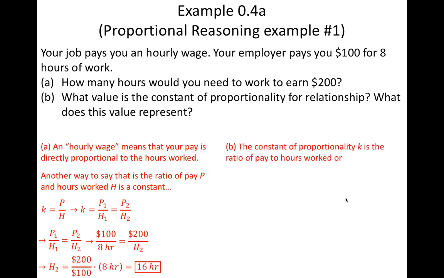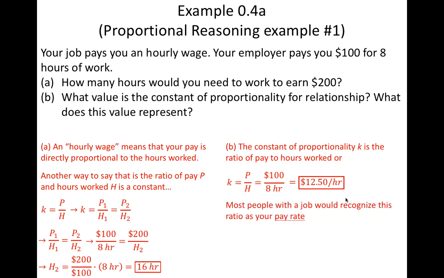The constant of proportionality for a direct relationship is simply the ratio, or in this case, pay divided by hours. $100 divided by 8 hours is $12.50 per hour. And hopefully you recognize this as your hourly pay rate. It's important to realize that the constant of proportionality will almost always have some important meaning.